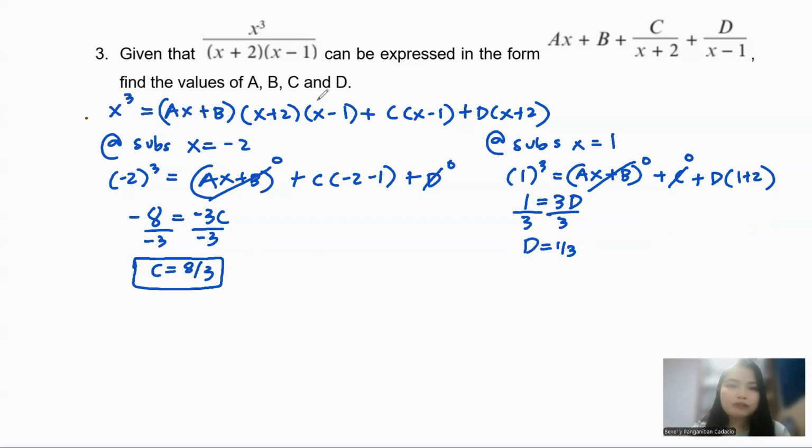Like for example, if I expand this, I only have x cubed here, right? So I'm just going to look at what part will give me x cubed. This one, there's no way I will have x cubed, even here, none. But there's a way that I will have x cubed here, which is actually only when you multiply your ax to x, it will be ax squared. Ax squared times x will be ax cubed, right?